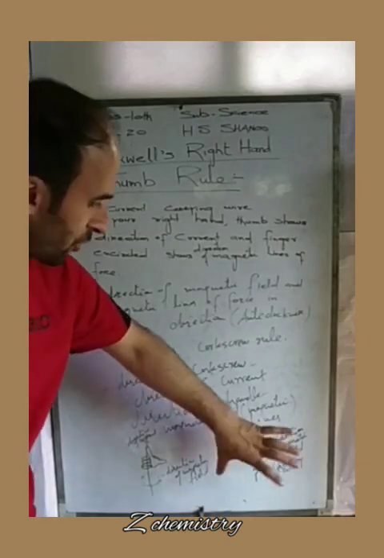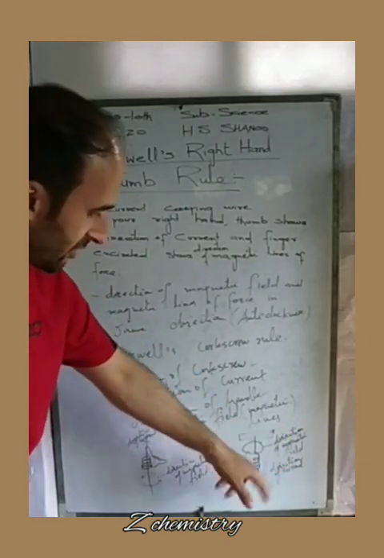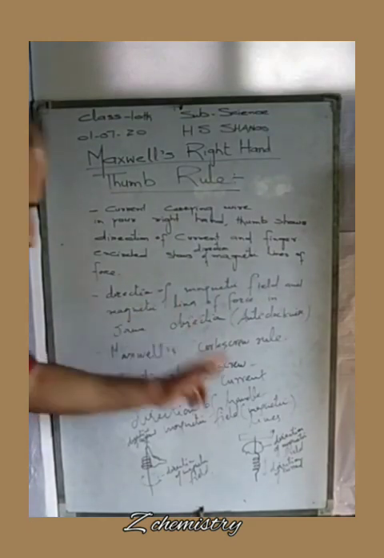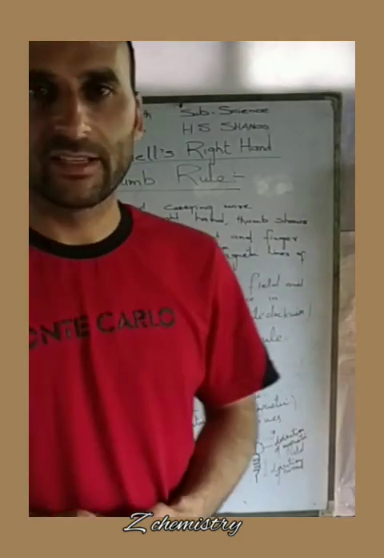While in the case of the corkscrew, the direction of the current and the direction of the magnetic field are the same. If we rotate it clockwise, the direction of the current as well as the magnetic field will be in the same direction. If we rotate it anti-clockwise, the direction of the magnetic field and the current will again be the same. Hence, this was all about Maxwell's right hand thumb rule.